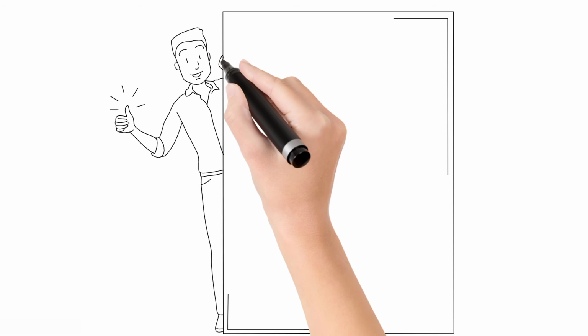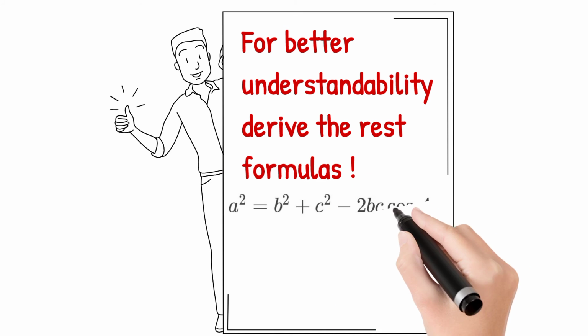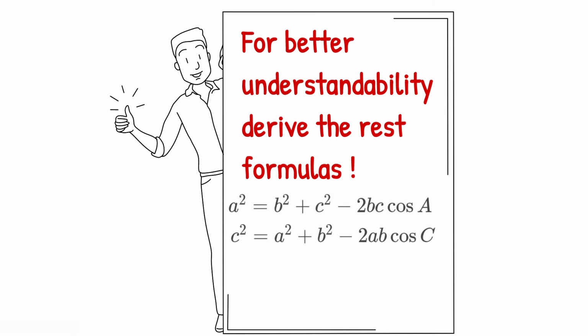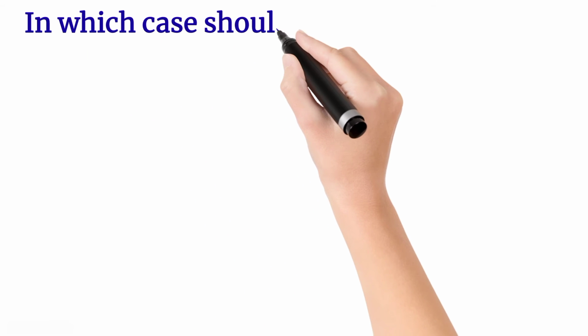For better understandability, derive the rest of the formulas. A squared equals b squared plus c squared minus 2bc cos A. C squared equals a squared plus b squared minus 2ab cos C.